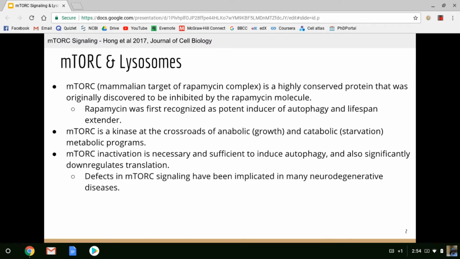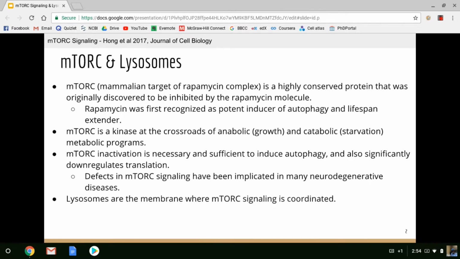Defects in mTORC signaling have been implicated in many different neurodegenerative diseases, such as Alzheimer's disease or Huntington's disease. Just about every neurodegenerative disease has some line of research into mTORC signaling.